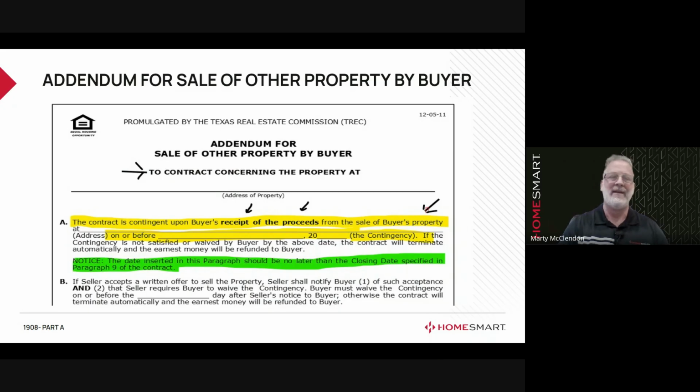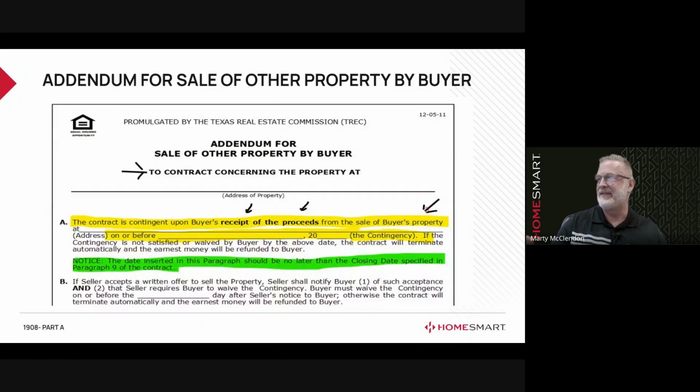Okay. And then paragraph A, sometimes our agents miss out on this. It says the contract is contingent, again, that contingency, upon the buyer's receipt of the proceeds. Doesn't mean they sold it. It means it closed and they got the funds. From the sale of the buyer's property, then you would put the buyer's property that they're selling, where they need the proceeds from, in this next line. We've seen this messed up a few times. We need to have the buyer's property that they're selling in this line.